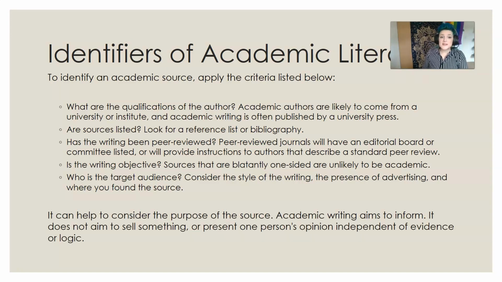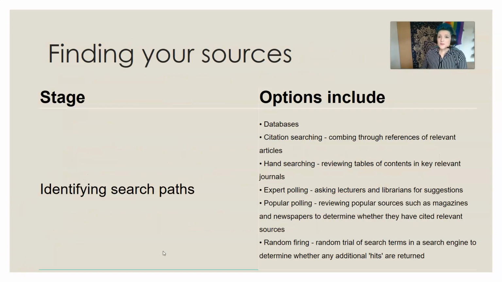Ultimately, you must consider the purpose of the source. Academic writing aims to inform experts in a subject area. It does not aim to sell something or present one person's opinion independent of evidence or logic. So now that we've discussed what constitutes academic literature, let's discuss finding your sources. We start by identifying search paths. So this is identifying the different ways that we can find our information.